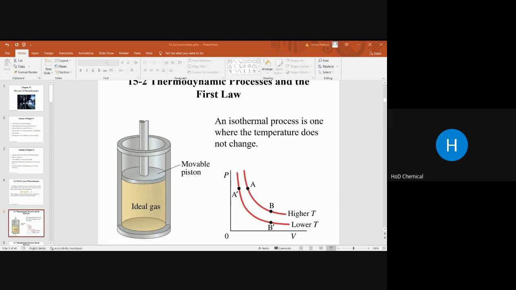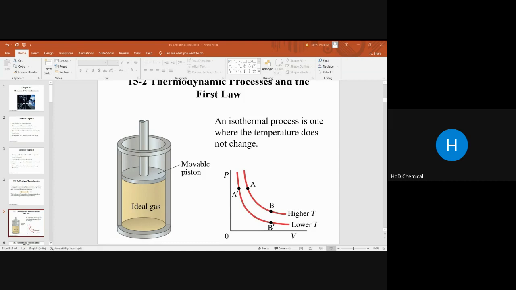Look at the graph. Zero is the starting point. The x-axis value is V for both graphs, and the y-axis value is P for both graphs. A to B is the line that is considered the process. The isobaric process is a straight line, and the isovolumetric process is a vertical line. This is the difference between the isobaric and isovolumetric processes.